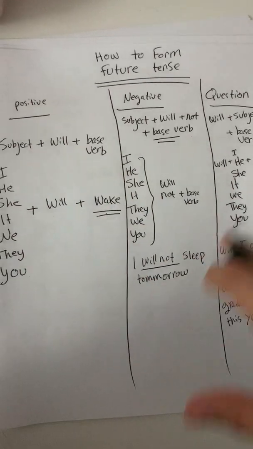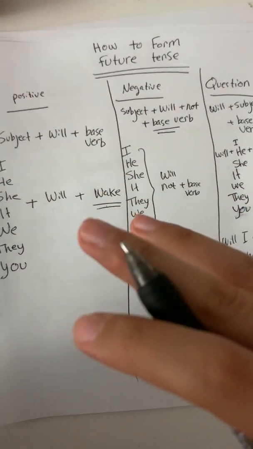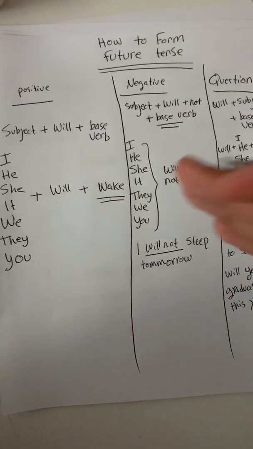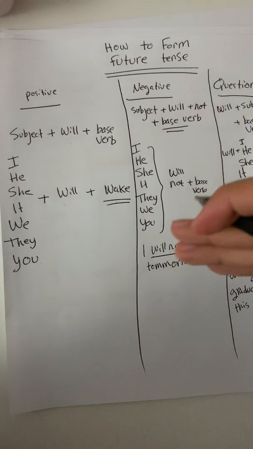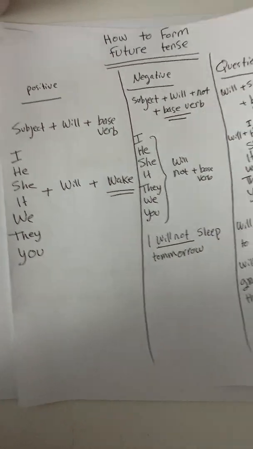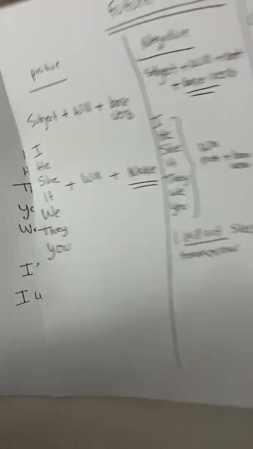So as you see, this is how to form it in the positive or affirmative sentence, how to make a negative sentence, and how to make a question. It's very simple. You just have to follow the map, and that's it.